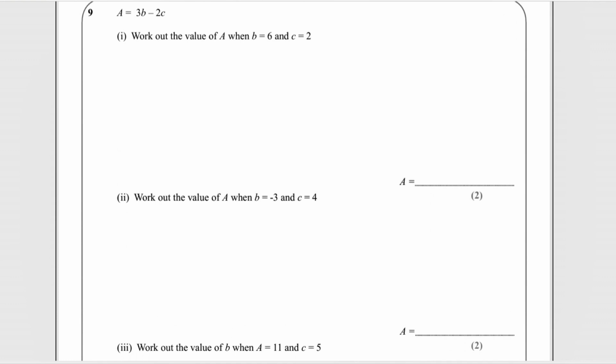A equals 3b minus 2c. Work out the value of A when B is 6 and C is equal to 2. So A is 3b minus 2c. Now, 3b in math simply means 3 times b. So that is 3 times 6, not 36. So you're going to multiply. 3 times 6 minus 2 times c. C is 2. So where you see c, you put 2.